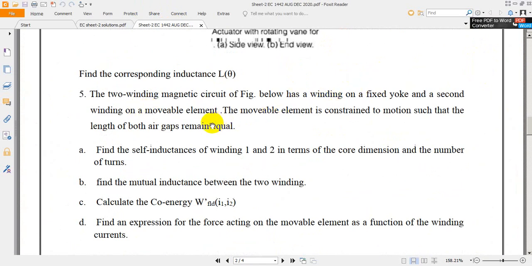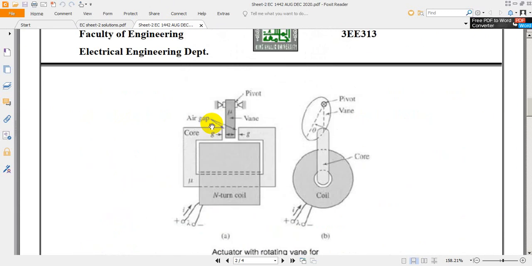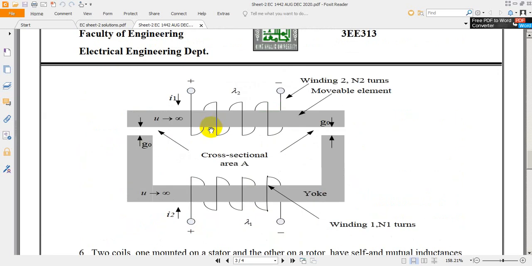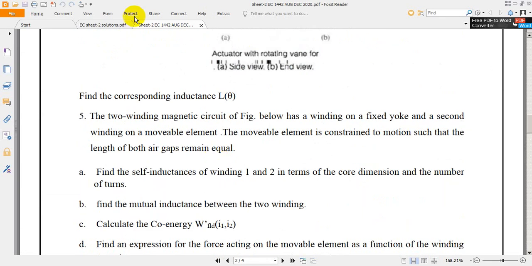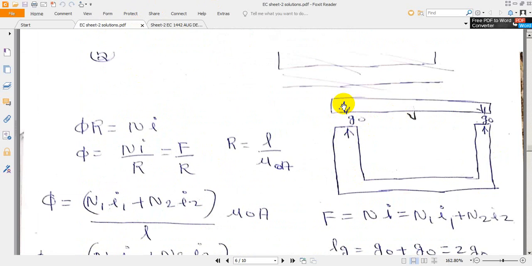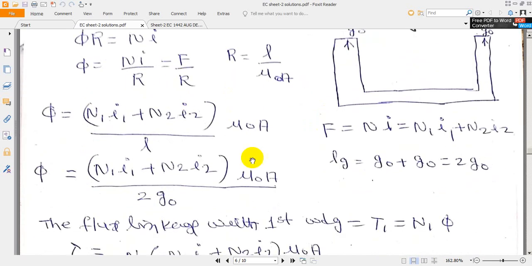For the movable element, we are considering infinite permeability of the core. When the permeability of the core is infinite, then the reluctance of the core will be 0. Only the reluctance of the air gap remains. So G0 plus G0 is the length of the air gap.